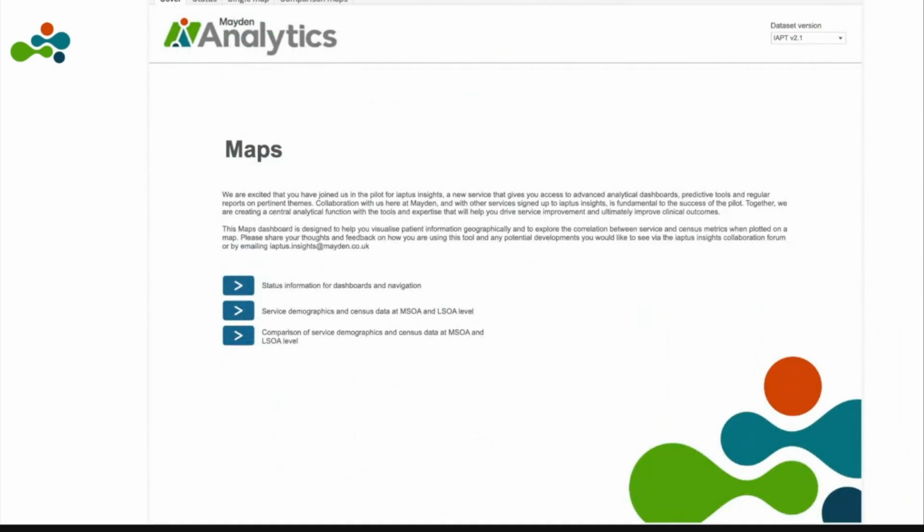Next up, we come to a workbook which isn't available to all services. We have developed this as part of a pilot that we're running called iaptus Insights. This is us piloting the idea of a central analytical service which produces certain outputs like dashboards and reports for those services that want to sign up to it. So we've developed this maps tool, and I'm just going to show you what that looks like.